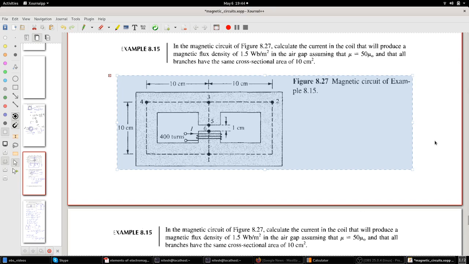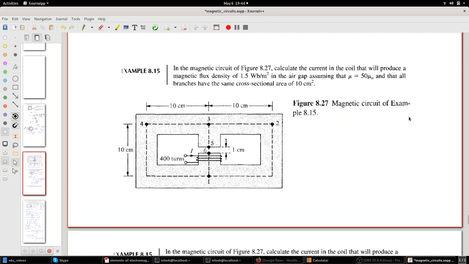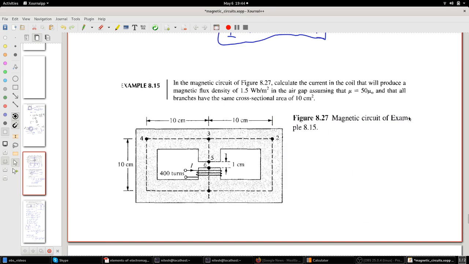So let's look at the second problem in this topic. What we have here is a magnetic circuit. We are told to find the current in this particular coil, the current that will produce a magnetic flux density of 1.5 Weber per meter square.